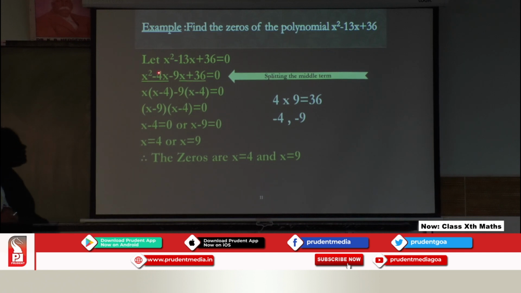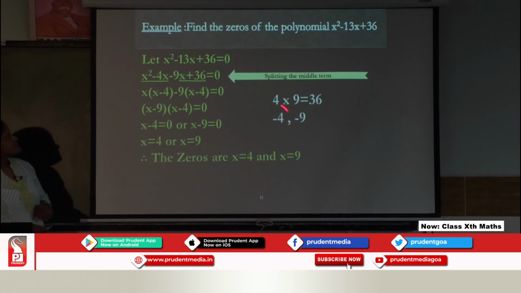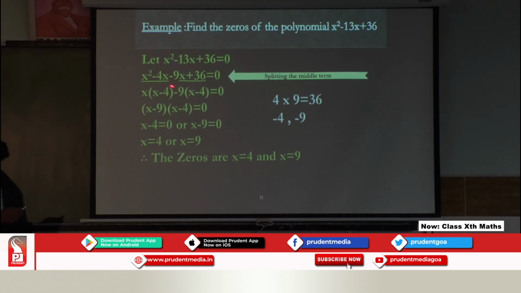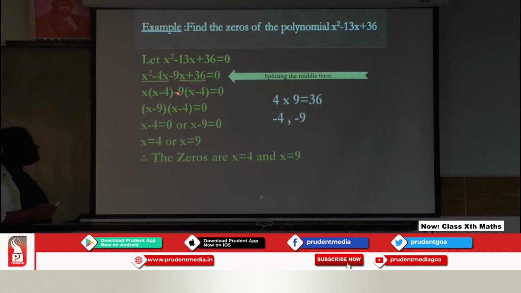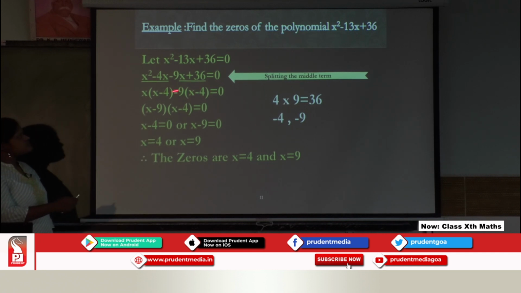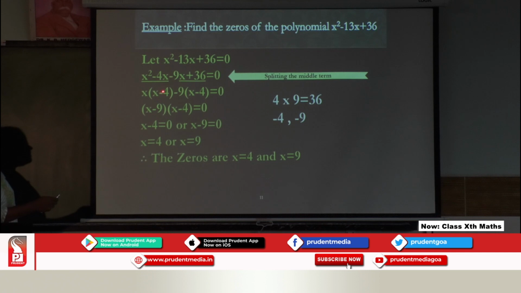So I have x square minus 4x minus 9x plus 36 equal to 0. This I got from these factors here, minus 4 and minus 9. Again group them in 2. Then in the first group x is common, so x minus 4 will remain. Here please carry the negative sign so that the equation is balanced. So negative 9 is out, and again you get x minus 4 in the bracket. So x minus 4 is a common bracket. What is left is x minus 9.